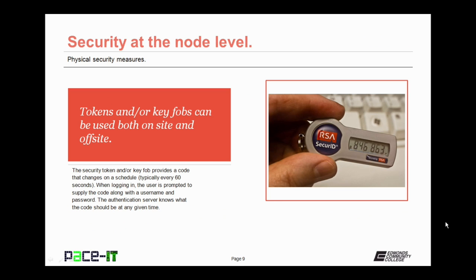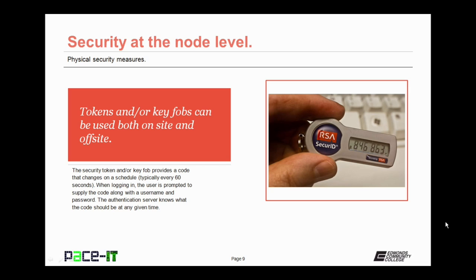Another security measure that is physical in nature are tokens or key fobs. These can be used both on-site and for remote logins. The token or key fob supplies a security code that changes on a regular basis. It's a rolling code. The changes usually occur about every 60 seconds.